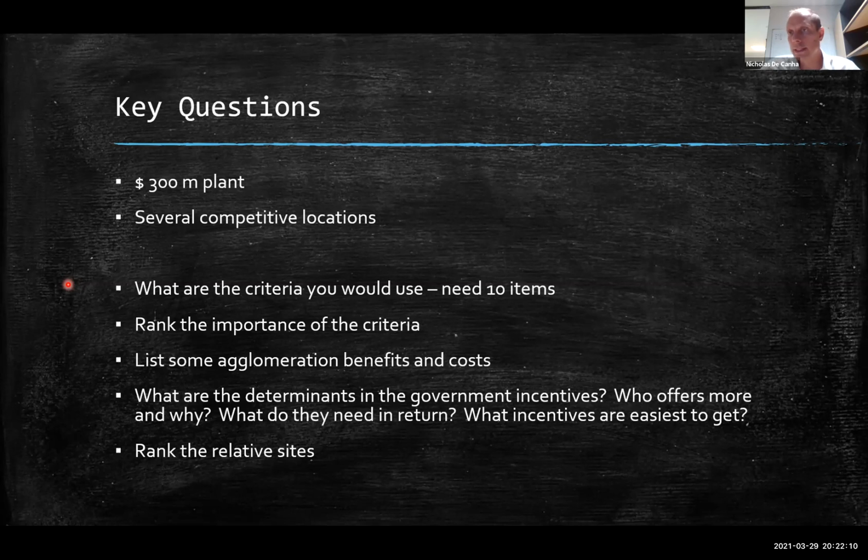So I understand that Intel chose Vietnam. The question is, how would you rank the next ones? And that really depends on the criteria you're going to use, the importance of them, and your decisions around these two.